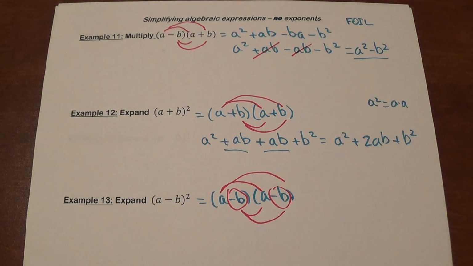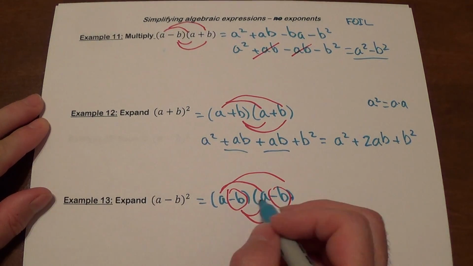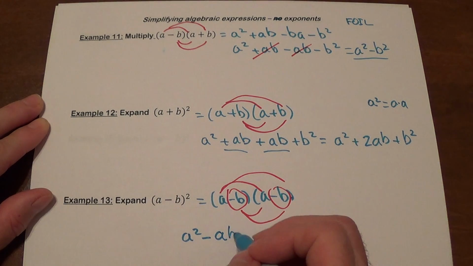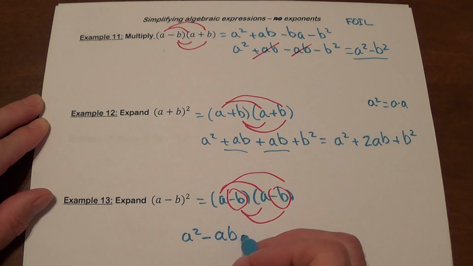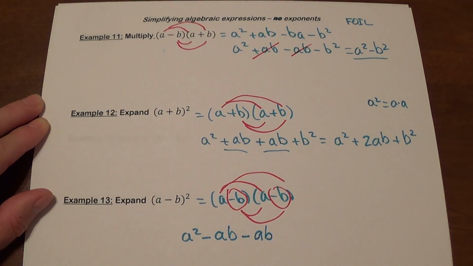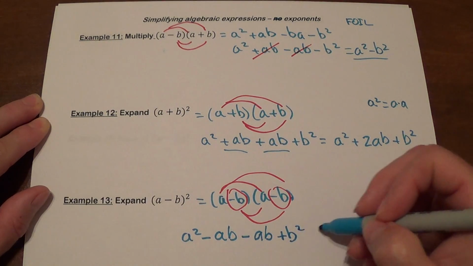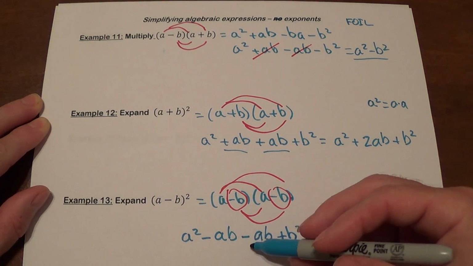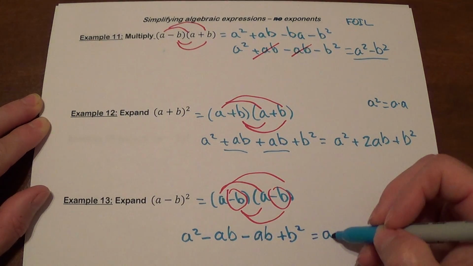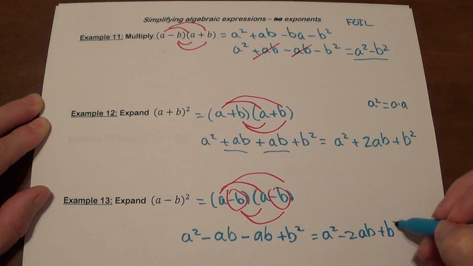Alright, so what do we have here? We're going to get a times a, which is a squared. A times negative b is minus ab. Negative b times a is minus ba or minus ab. You can also write that. And negative b times negative b is going to give you plus b squared. So this is negative ab minus ab, negative 1 and negative 1. You're going to get a squared minus 2ab plus b squared.